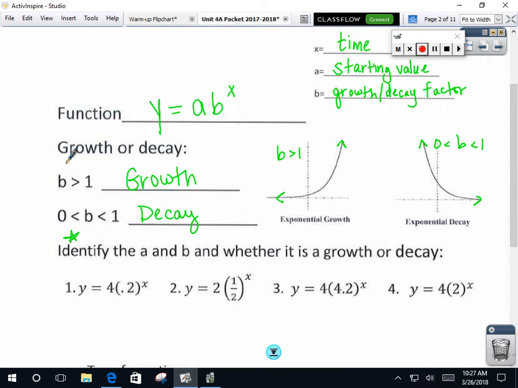Okay, so if the b has to be greater than 1 or between 0 and 1, what will the b never be? Correct. Or negative. Very good. Because think about it. The b has to be greater than 1 or greater than 0 but less than 1. So it'll never be 0 or negative. Yes, Tyler? Yes, that would be between 0 and 1.